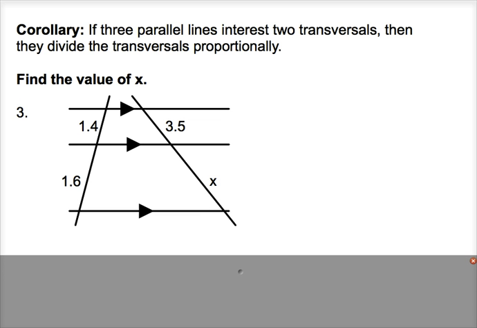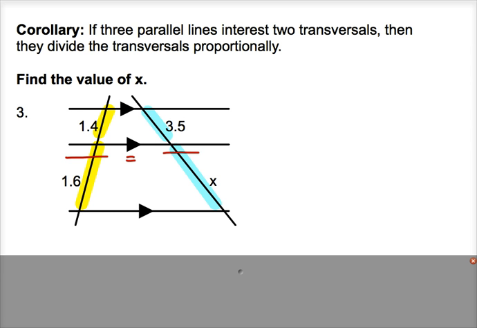Corollary. If 3 parallel lines intersect 2 transversals, then they divide the transversals proportionally. If I look at a sample problem, we had something similar to this before that said if parallel lines cut a transversal into equal sized pieces, then it would have cut the other transversal into equal sized pieces. Now we're saying this also works, just they're proportional. So I notice the 1.4 and the 1.6 are not the same size, but it's going to be the same proportion as the other side.